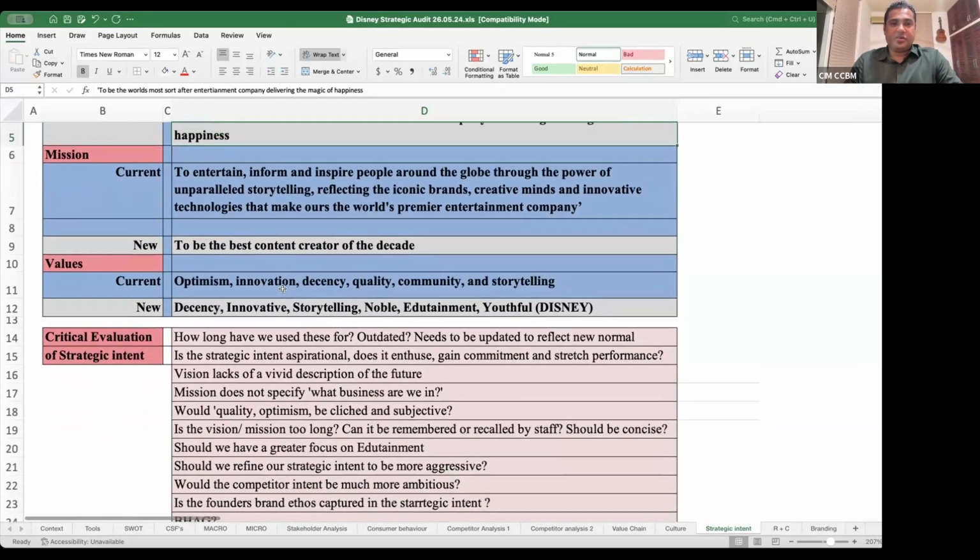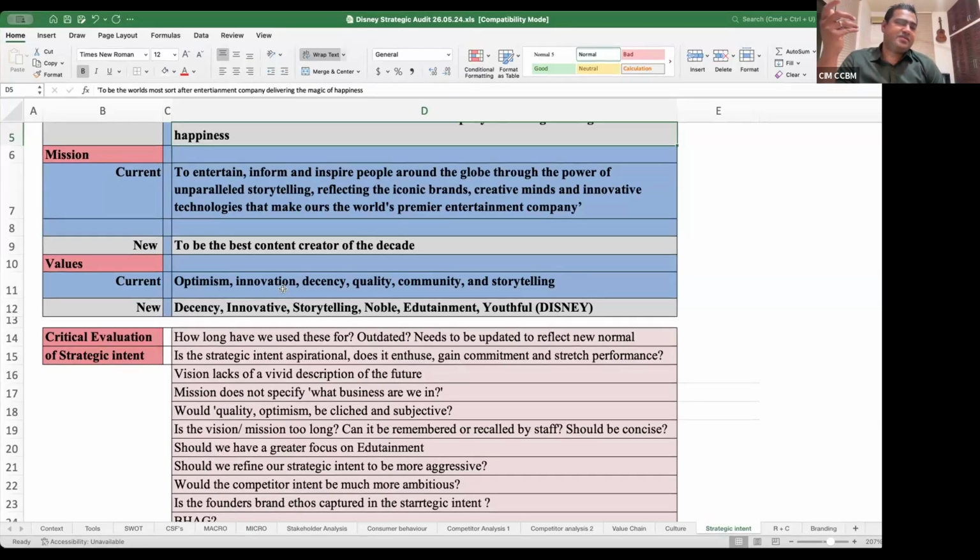Look at the mission: to entertain, inform, and inspire people around the globe through the power of unparalleled storytelling, reflecting the iconic brands, creative minds, and innovative technologies that make us the world's premier entertainment company. It's a very long mission. I think it's good for an annual report kind of exercise, but for staff to really internalize it, it must be remembered. Can they even remember this mission statement? I don't. It's too long.